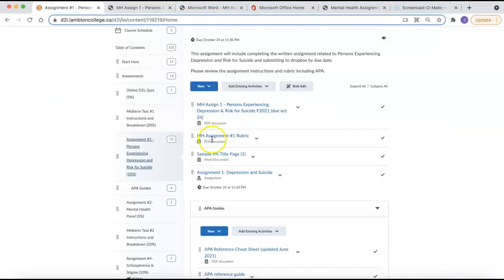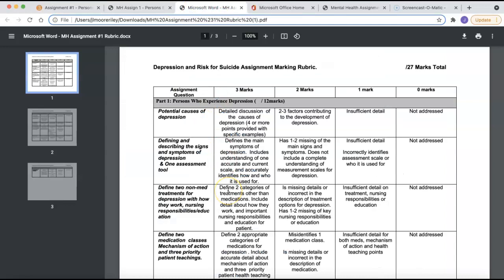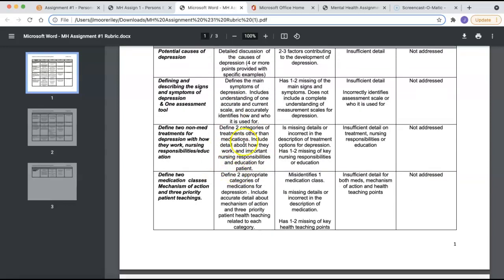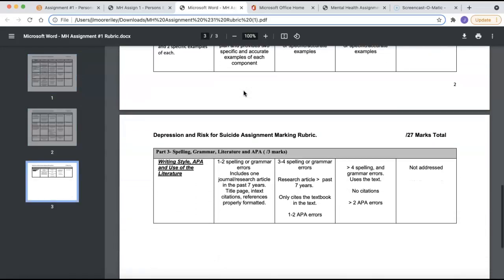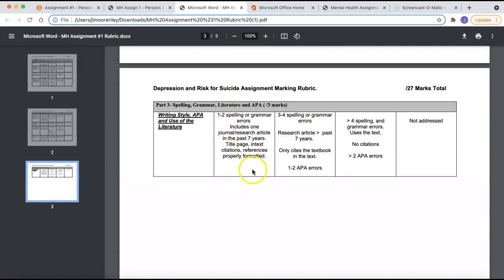The next part is the rubric. So this would be showing you where and how you're going to get or lose your marks. So I suggest read this before you start, and then after you've written your assignment, come back and check. You really should be answering yes to every question, or when you review your assignment, did I do all of these? Because that will ensure that you've got the full marks. And please make sure that you've come here to see where you're going to lose your marks when it comes to writing style, APA, use of literature, and spelling, so that you get the max amount of marks possible.